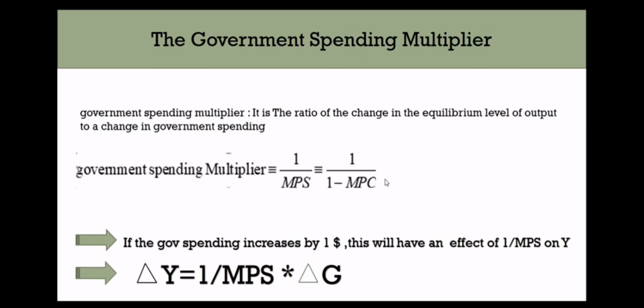So if the government increases its spending by $1, this will have an effect of 1 over MPS, which is the government spending multiplier, on Y. So Y will obviously change, and if you want to calculate the change in Y, we can do so by multiplying the government spending multiplier by the change in G, and we will have this equation. The change in Y will be equal to 1 over MPS times the change in government spending.